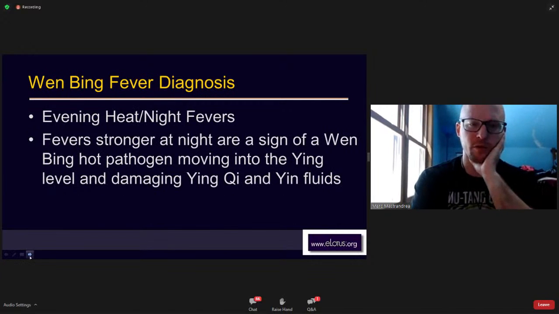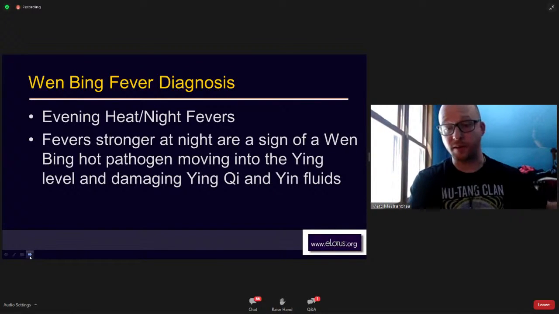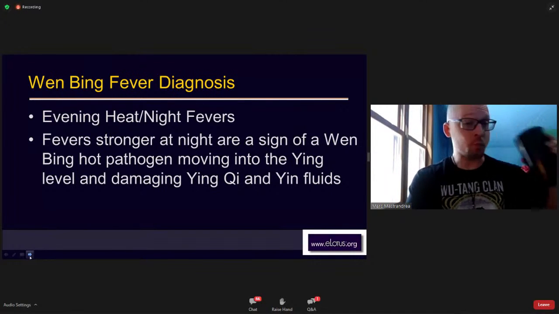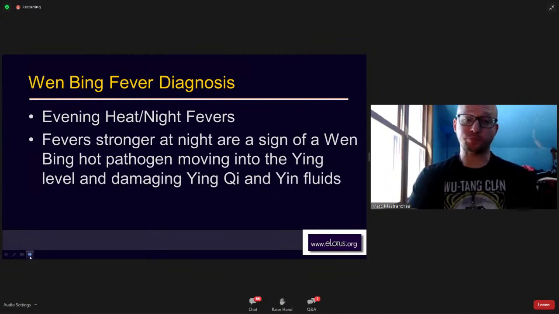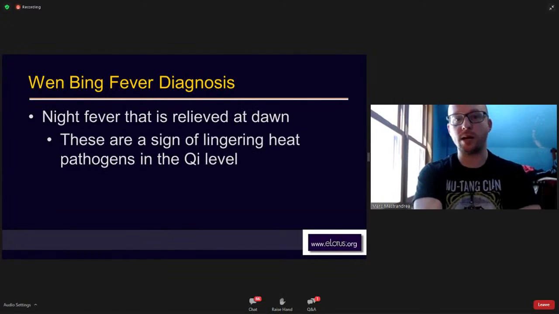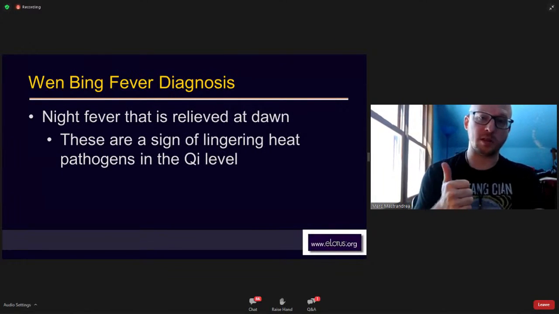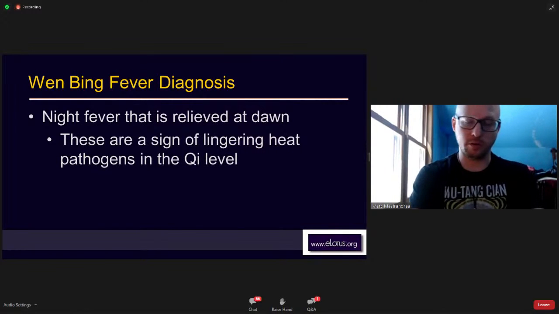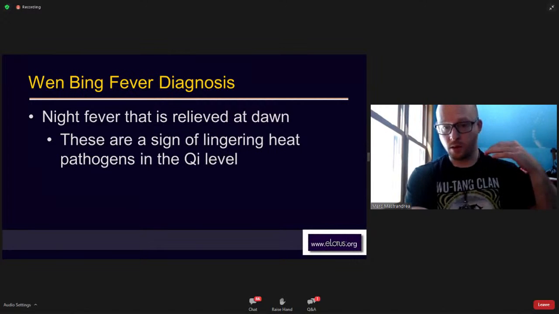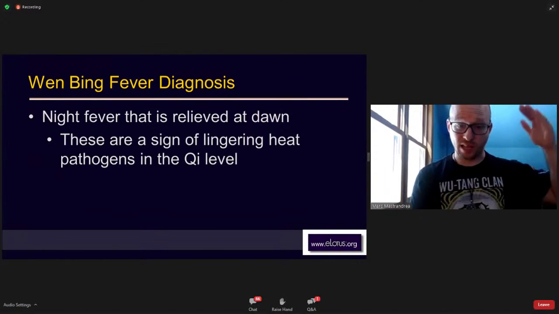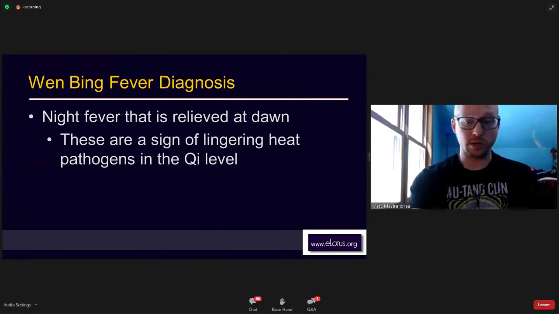Evening heat, night fevers, right? So this is a sign when generally the pathogen has gotten to the Ying level. It's really affected the Yin. It's eaten through the Yin. And you have this as a result of that, right? So you get these night fevers, this evening heat or evening night fevers. So a night fever that's relieved at dawn is an idea of both Yin deficiency, but also lingering heat in the Qi level, right? So this is the idea of this. You have a Yin deficiency obviously going on, but you still have heat in the Qi level as well. So you need to treat that.